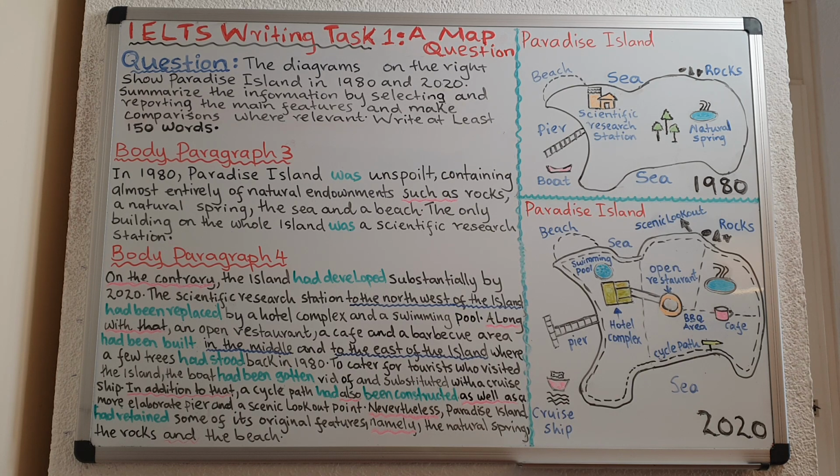But that's not all, as well as a more elaborate pier. Now, if you look at the pier, you notice that the pier looks more elaborate. It's like they put an extension. So the pier has also changed. And also you have a scenic lookout point. So you can stand there and look at the scenery. So in 2020, you have a pathway. You also have a scenic lookout. And the pier is more elaborate.